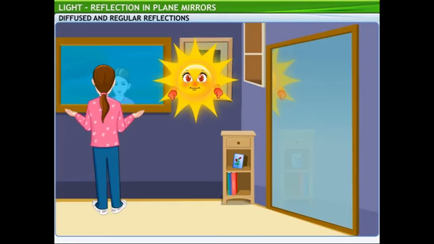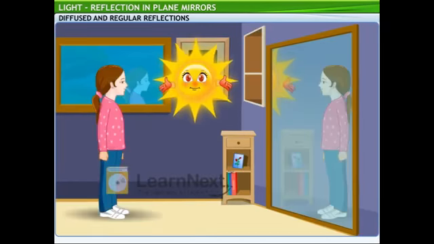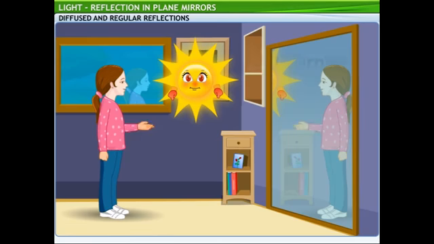Hey, I can see my image in the window pane too. Yes, the laws of reflection apply to all surfaces. But then, why can't I see my reflection on other surfaces, like a wall for instance?